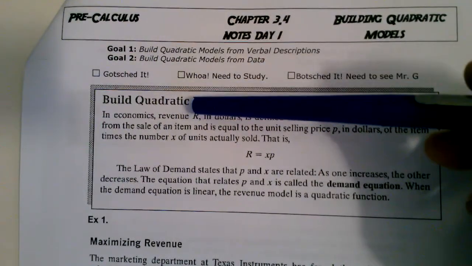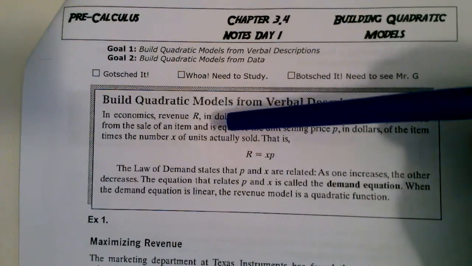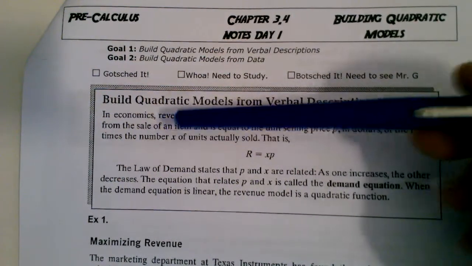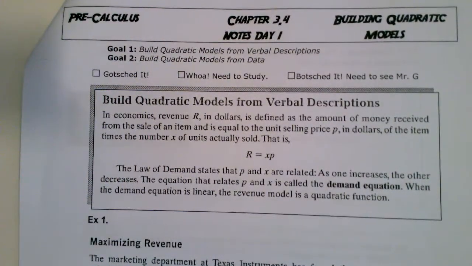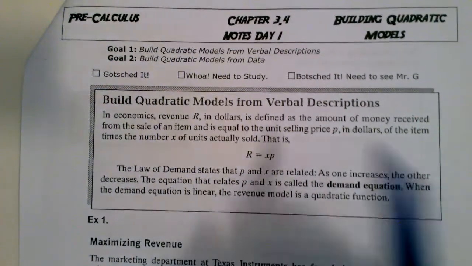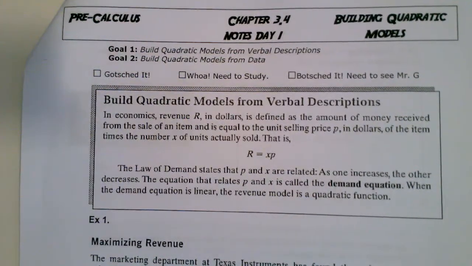In economics, revenue R in dollars is defined as the amount of money received from the sale of an item and is equal to the unit selling price P in dollars of an item times the number X of items sold. So revenue is X times P. Again, X is the number of units and P is the unit selling price. So if I want to know my revenue, I've got an iPhone that's $600 and I sell 3 of them. Then 3 is X. I have 3 iPhones at $600. 3 times 600, I get $1,800 in revenue.